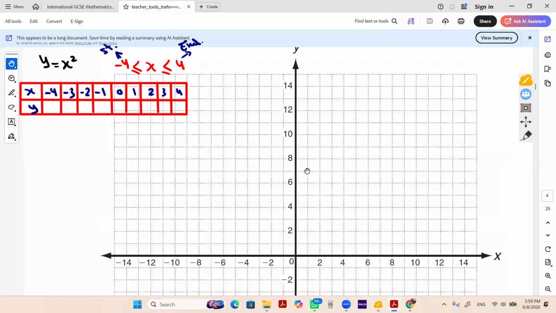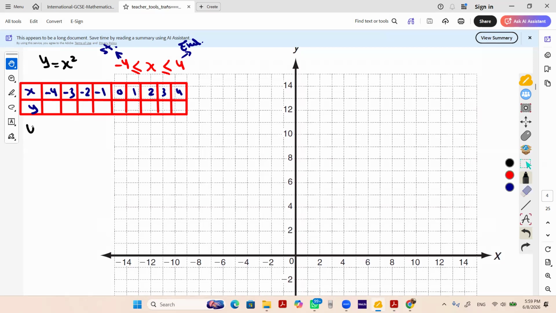Y will be what? When x is -4, y will be -4 power 2, which is 16. Okay? When y equal -3, y will be what? 9. Good. Everyone give me a number. -2, quickly. -2 would be 4. Layan, 1. 1. Good.